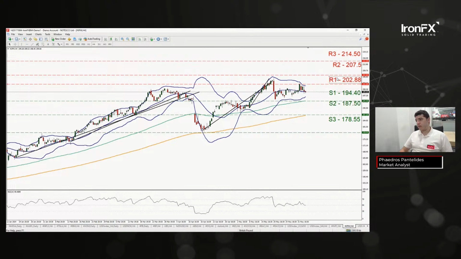So I have R1, R2, R3. Support levels, the S1 level could actually be brought slightly higher, 195 point, let's say 35. So you have your S1, S2, S3, and then you have your resistance levels as well. Sideways bias, narrowing of the Bollinger Bands, RSI resting on 50.